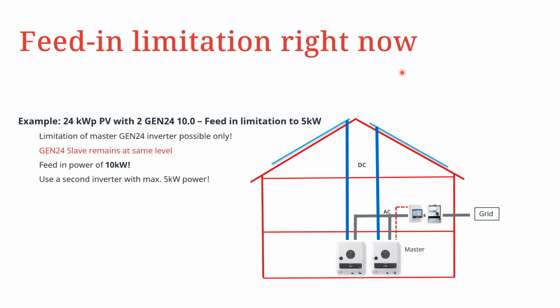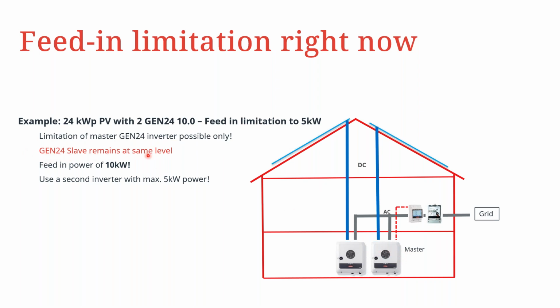In a typical feed-in limitation, as we know it, we have an example here of a 24 kilowatt peak PV system with two Gen 24 Plus devices, each 10 kilowatt, making it 20 kilowatt AC power. And you have a feed-in limitation of about 5 kilowatt. So the limitation in this case would be done to the master Gen 24 only. This is the only possibility.